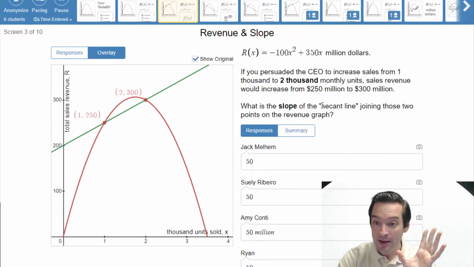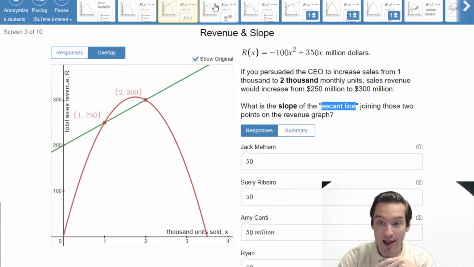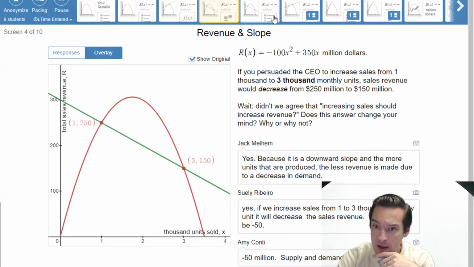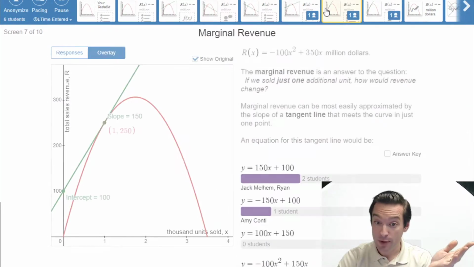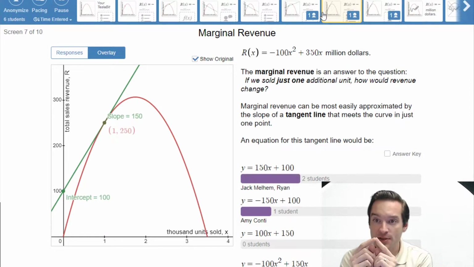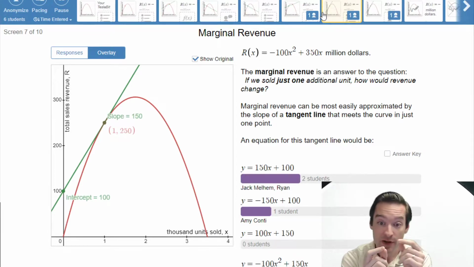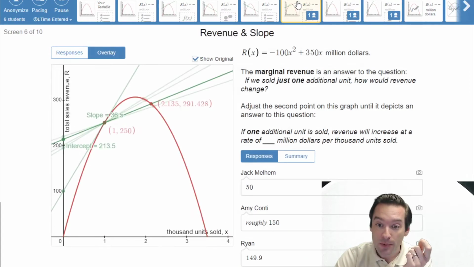A secant line is a line that connects two different points on the graph of a function, like the 2 points here on this revenue graph or the 2 points here on this revenue graph. But then when we start to think about marginal revenue, we start asking a question like, well, what happens if I increase production just a teeny tiny little bit, right? Instead of going from 1 to 2, what if I go from 1 to just 1.001, right? Then what's going to happen?